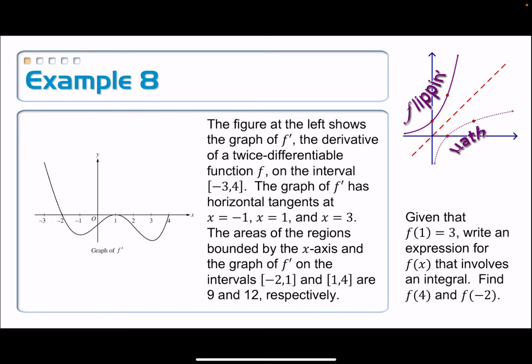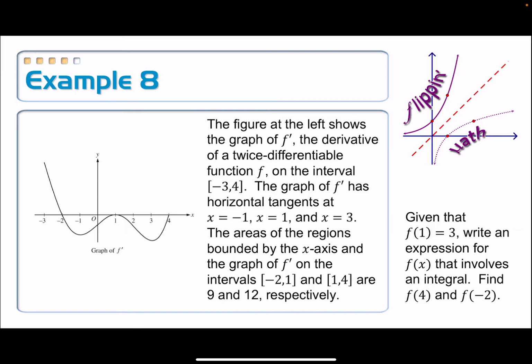All right, it's going to seem a little bit familiar to you because we've seen it before on a quiz, but I had to take off part D because it involved integrals, and I replaced it with that local linear approximation. The figure at the left shows the graph of f prime, the derivative of a twice differentiable function f on the closed interval from -3 to 4. They mention that it's twice differentiable because the original equation has a derivative called f prime, which is graphed here, and then you have to be able to take its derivative in order to find things like concavity and points of inflection. The graph of f prime has horizontal tangents at -1, at 1, and at 3, and remember, that's where those points of inflection were.